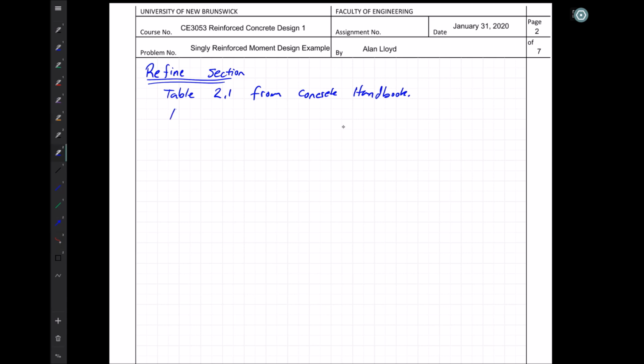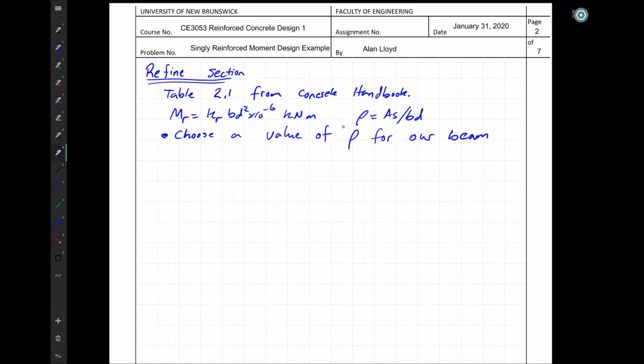So we have moment resistance equal to Kr times Bd squared times 10 to the minus 6, and this will give us kilonewton meters. The 10 to the minus 6 is the unit conversion. And Rho is equal to the area of steel over Bd. We can choose a starting point of Rho for our beam that we want. So we will choose a value of Rho for our beam. And we can modify this as we go, but this will be our starting point.